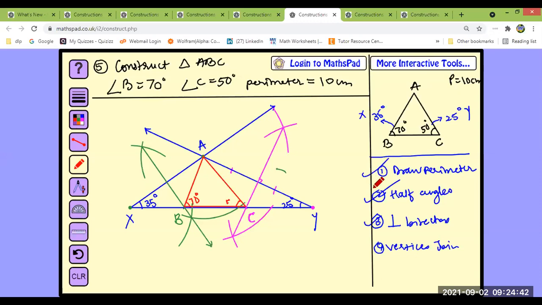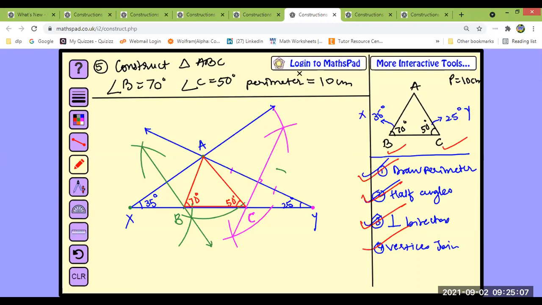So once again, let's repeat. First draw the perimeter, then draw half angles, then draw the perpendicular bisector. Each perpendicular bisector will give you 1 vertex. Okay, so that's how we get point B and point C. Okay, and then joining all of them gives us the actual triangle. That completes the construction.